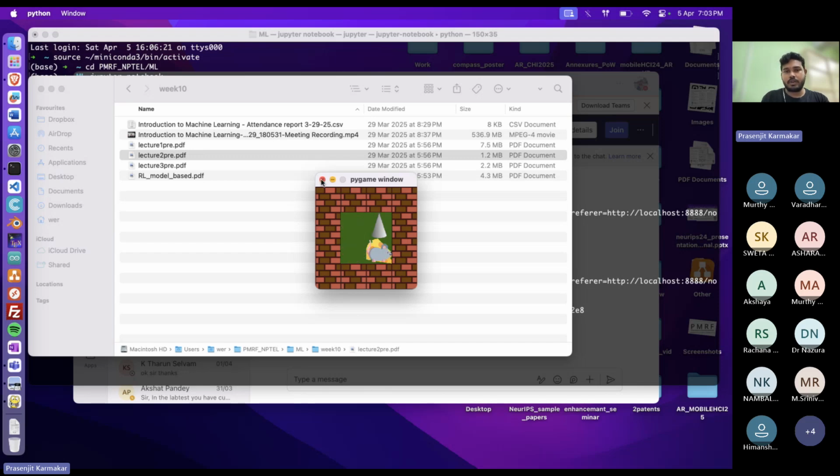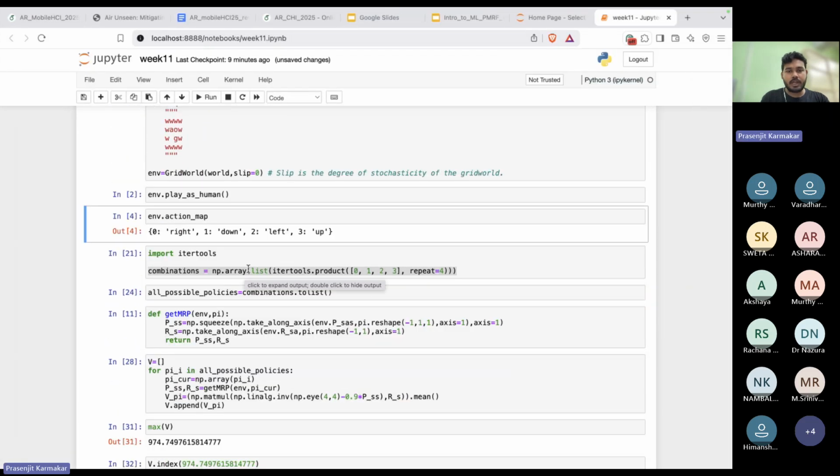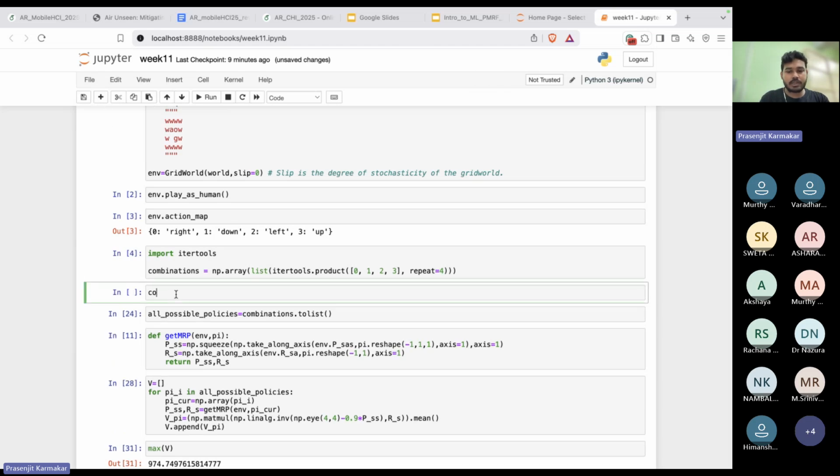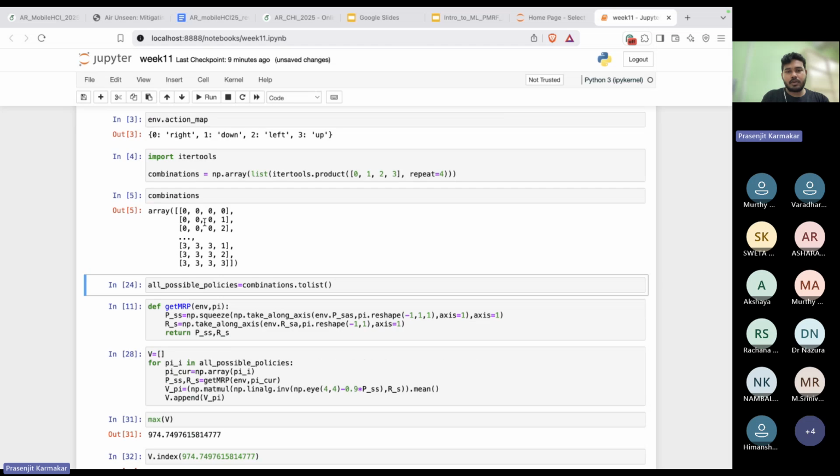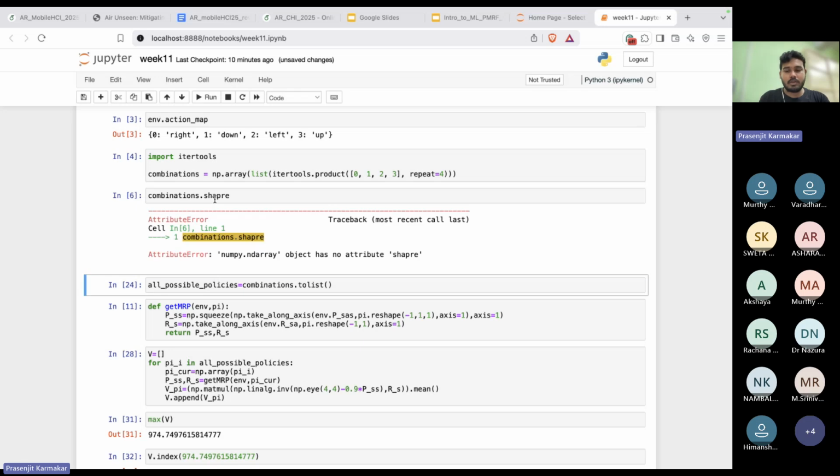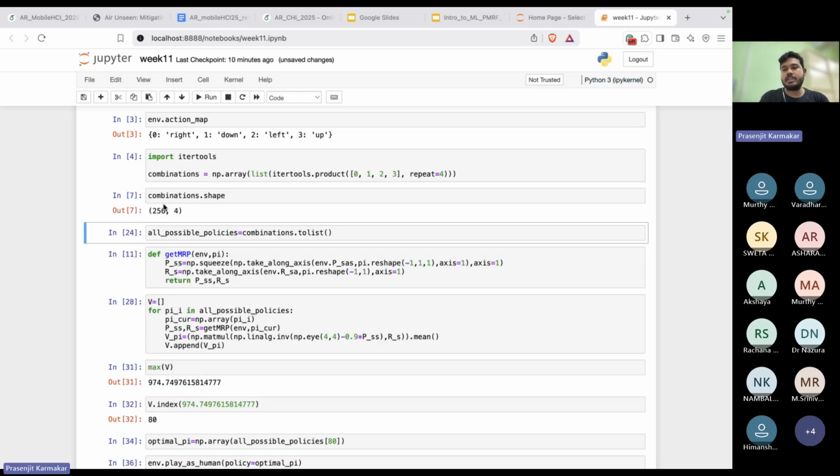That's what should be found. But you can have lots of possible policies, right? So what is the number of possible policies for this combination? These are all the possible actions that you can take from each state. How many policies are there? There are 256 policies. Among those 256 policies, whichever has the maximum value is the one I take.